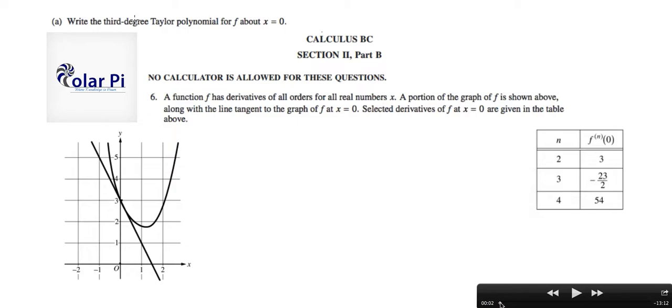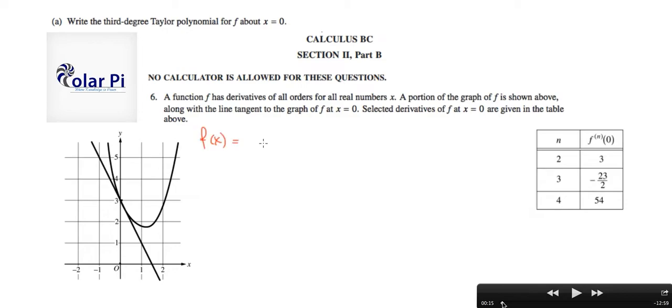All right, finally, problem six. So let's get this done. In part A of problem six, it says, write the third degree Taylor for f about x equals 0. So x equals 0 is our center, and the center in a Taylor polynomial is typically called A, right? So we're saying A is equal to 0.